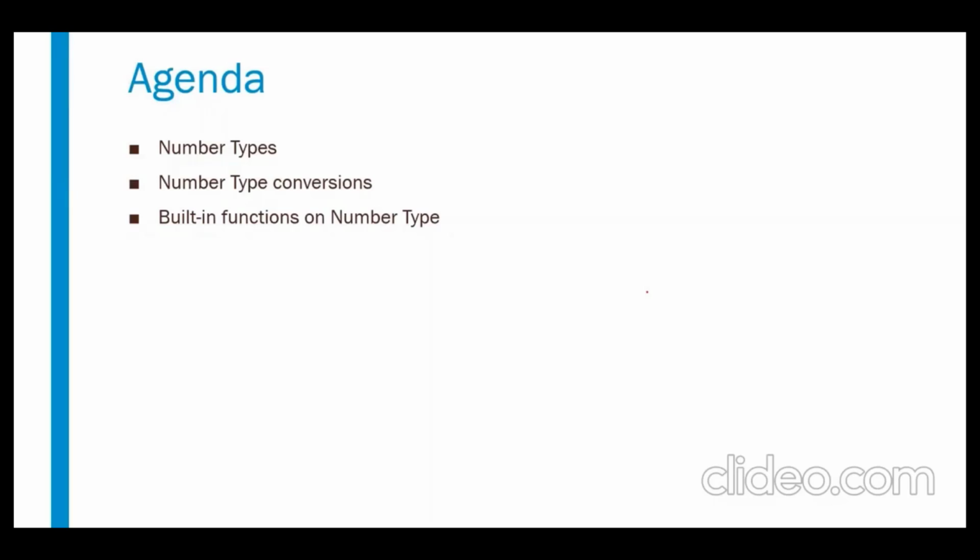In this video, I'm going to explain about numbers in Python. Let's get started. First I'll start with what are the different types of numbers we can define in Python, and then how we can convert the type of the numbers, and we will also see a few built-in functions available on number types.